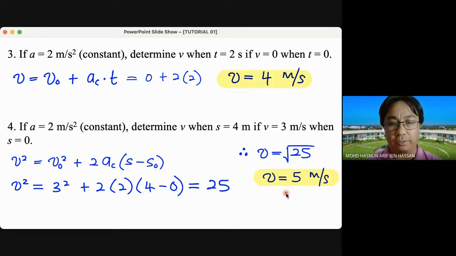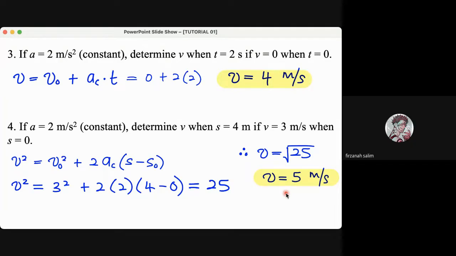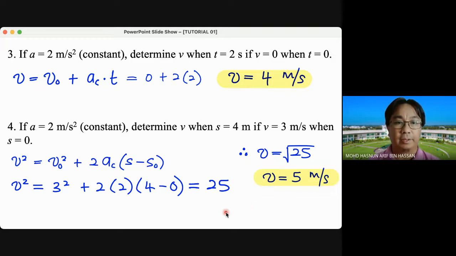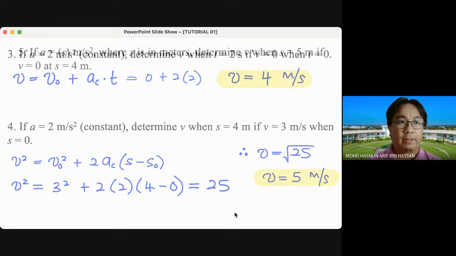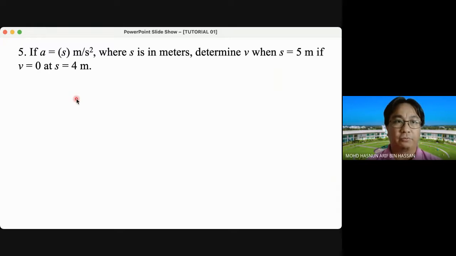So far, do you have any question? Ada yang tak faham? No, Doctor. Okay, semua boleh faham? Alright. Let's go to question number 5.